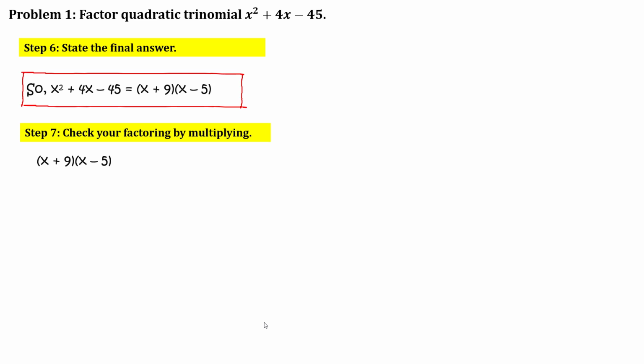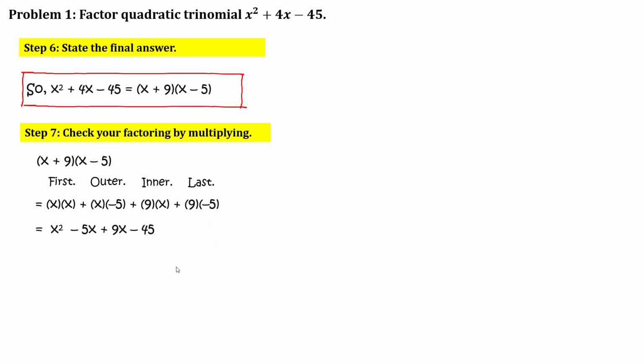How do you multiply two binomials? You do FOIL. First, outer, inner, last. Okay, so first x times x, outer x times negative 5, inner 9 times x, last 9 times negative 5. So you get x squared minus 5x plus 9x minus 45, or x squared plus 4x minus 45, which was what we were trying to show, right? Your factoring is correct. Okay, but this is the answer. This is just checking your answer, okay? This is the answer. This is the important part.